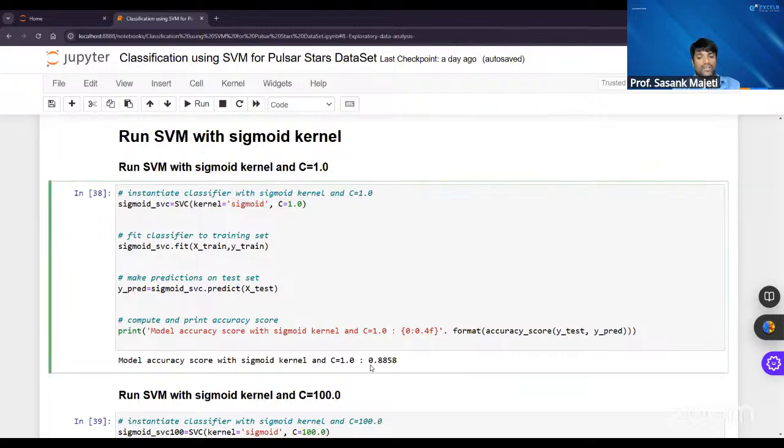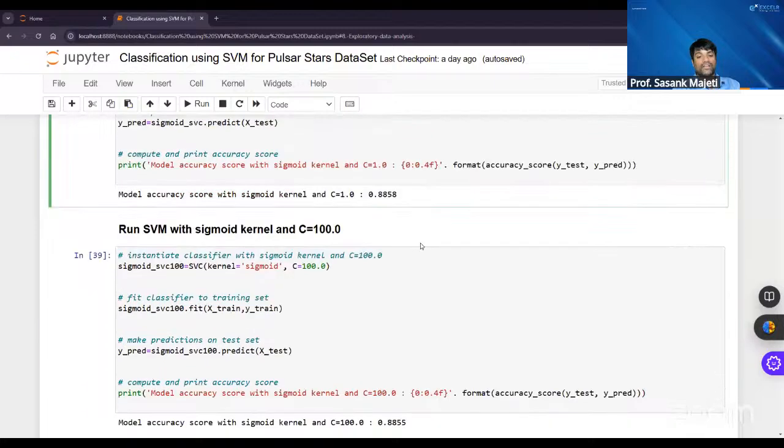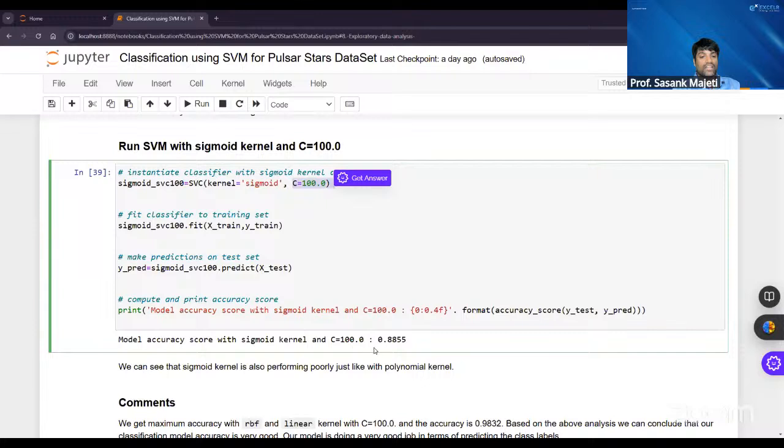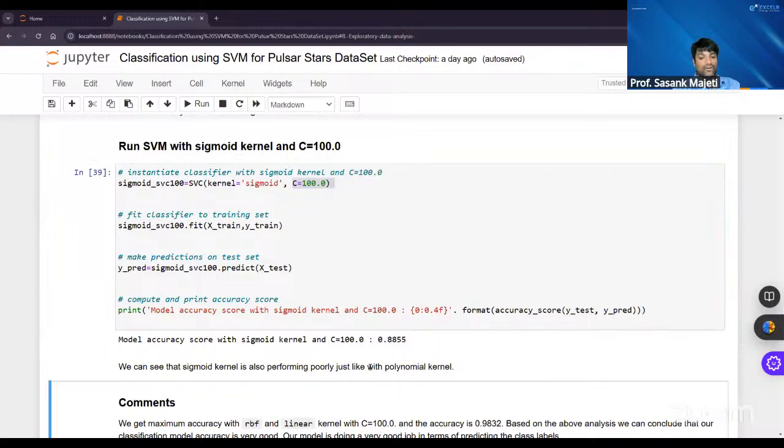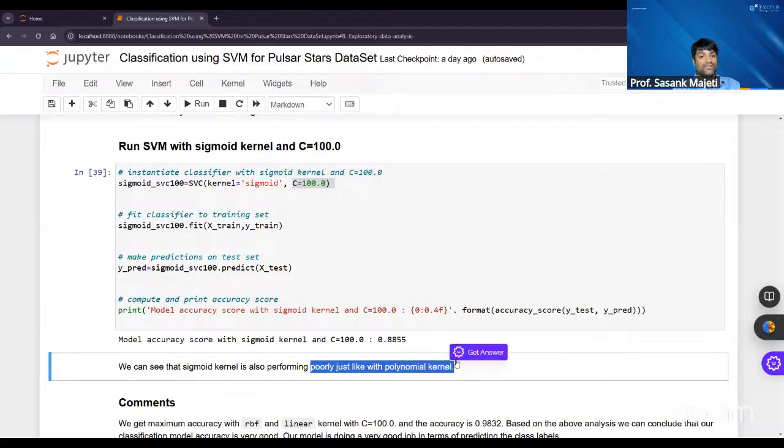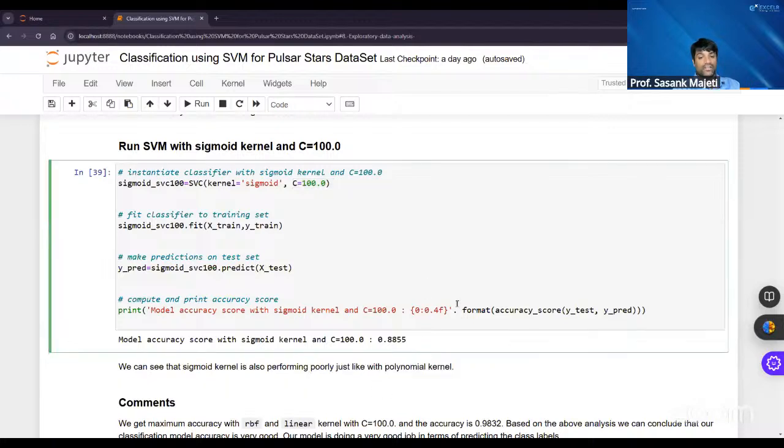Here you are getting an accuracy of 88%. So this is very low, and we can say poor compared to the other ones. With C 100, you are getting an accuracy of around 88% as well. So the word poor is correct for the sigmoid kernel. Compared to even polynomial, the sigmoid is not good for this particular model.